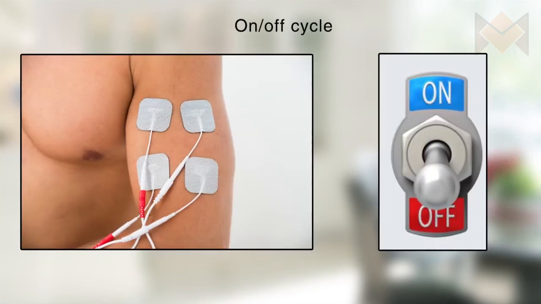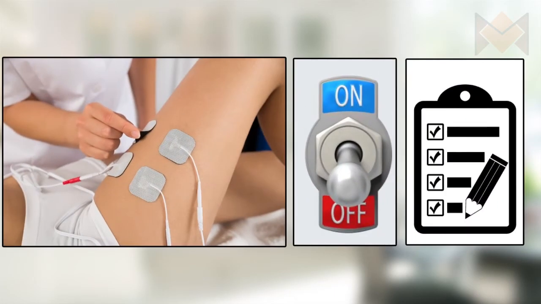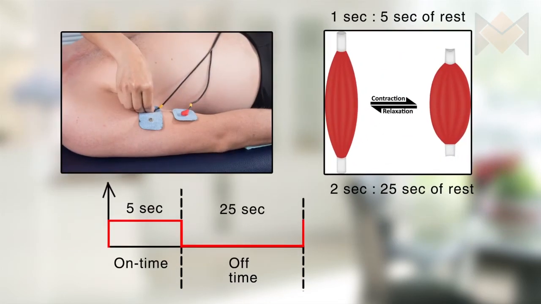The on-off cycle. This is important when using stimulation for muscle strengthening. This is how long the stimulation is being applied and how long a rest period is provided before the next stimulation begins. It's important when using electrical stimulation for muscle strengthening to document the on-off times as part of the treatment settings. The usual ratio for muscle strengthening is 1 second of contraction for every 5 seconds of rest. So for example, if the on time was 5 seconds, the off time should be 25 seconds.